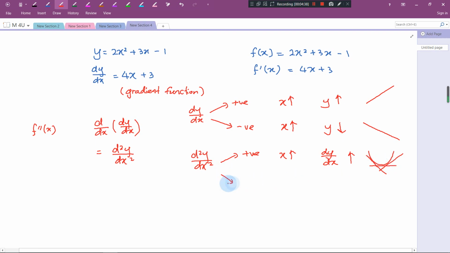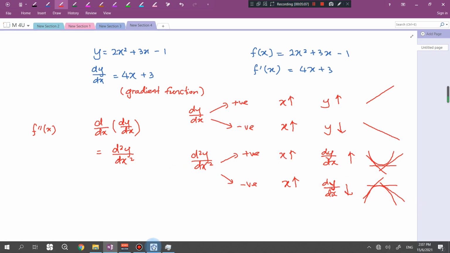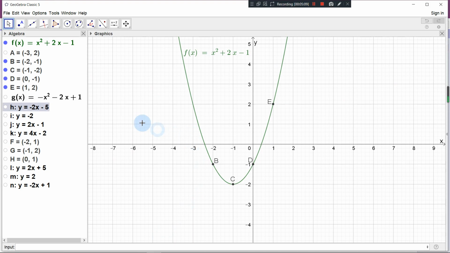So how about if you get negative? It means that when the value of x increases, the value of dy by dx decreases. So this tells us that the graph is having a maximum point. You look at here, this is a positive gradient, then it becomes 0, then becomes negative. So how about I use this one to show you, you will understand better.